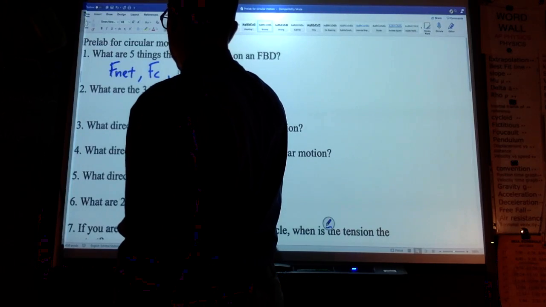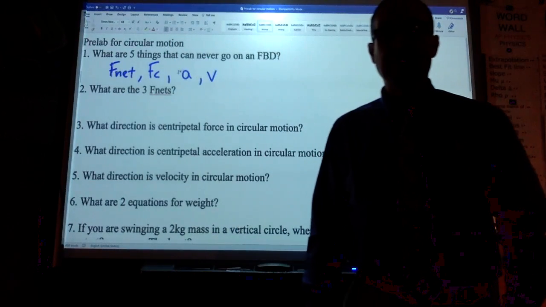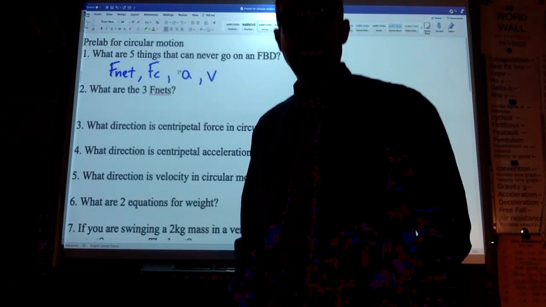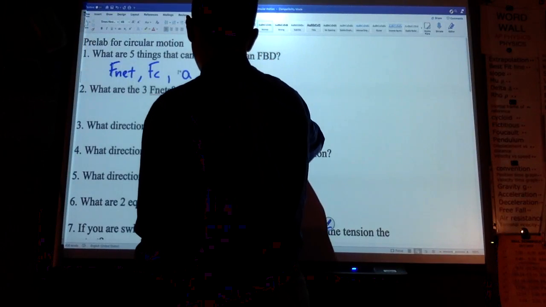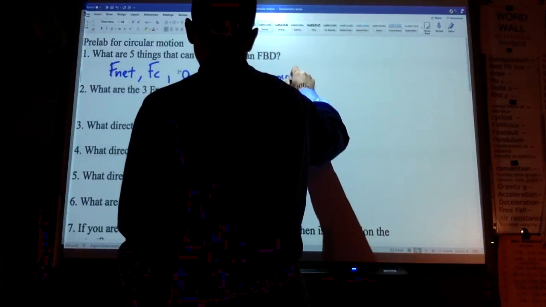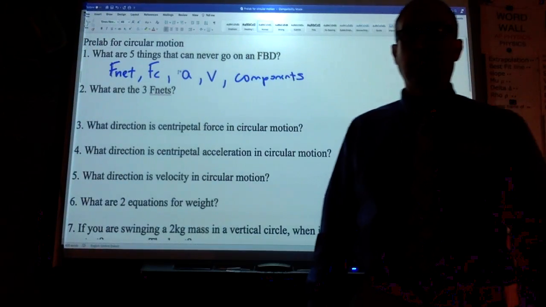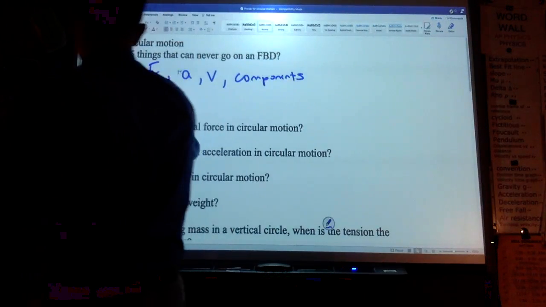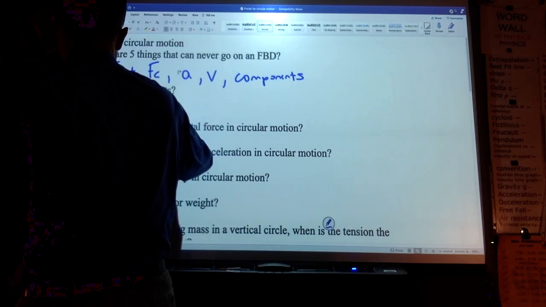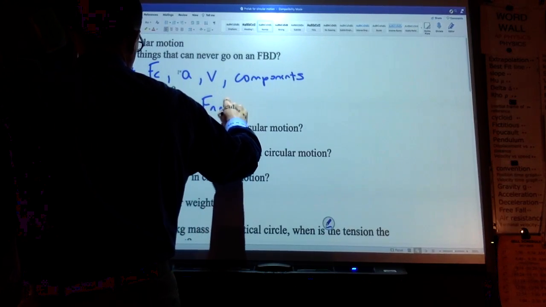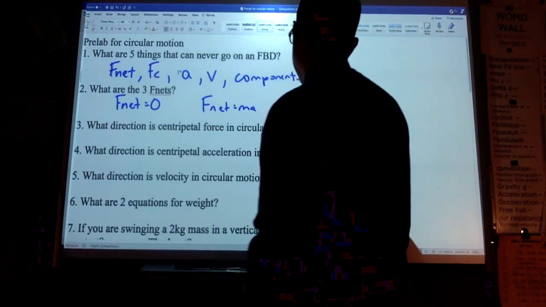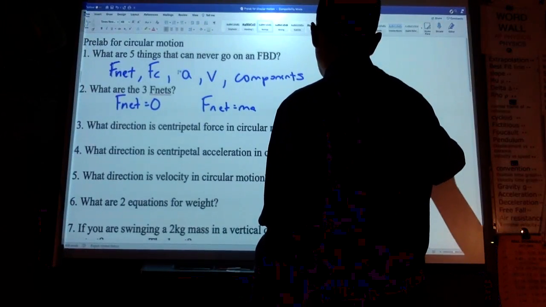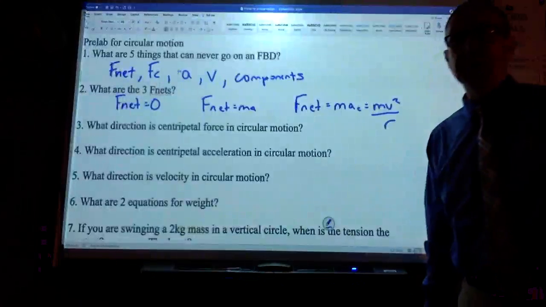You can't have acceleration, you can't have velocity, even though those are vectors, they don't go on a free body diagram because they're not forces. And then you also can't have components because components aren't real. They're just a tool that helps us to solve things. What are our three FNets? We have FNet equals 0, we have FNet equals MA, and we have FNet equals MAC, which we write as MV squared over R.